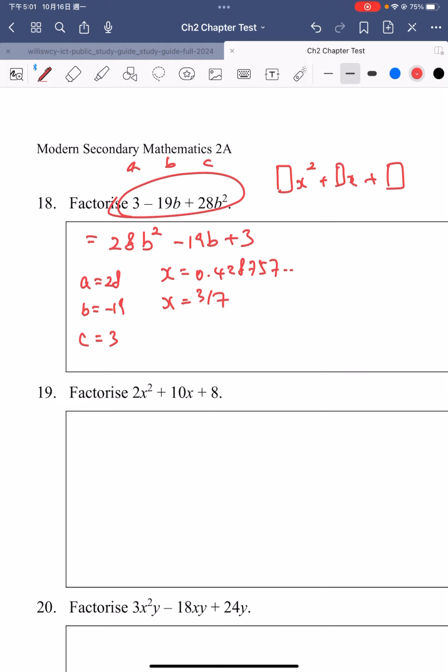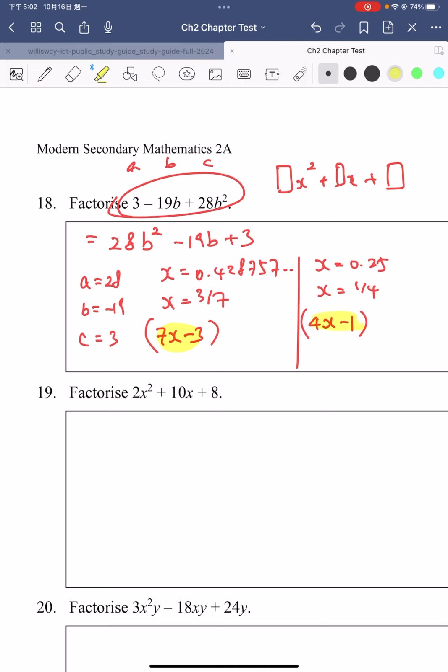Then you change all the things to the left-hand side. You will get 7x minus 3. So that's our first factor. If you press it again, we will have 0.25, so x is equal to 0.25. You change it to a fraction, you get x is equal to 1 over 4. So you change all of the things to the left-hand side as well. So we have 4x minus 1. So 4x minus 1 is going to be our second factor.